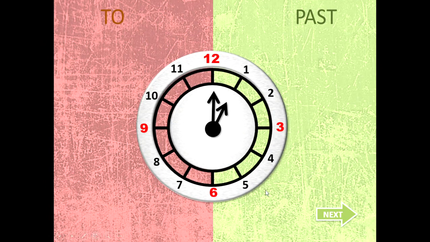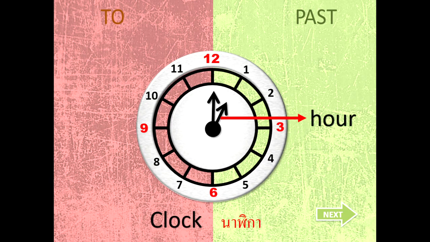Before we proceed to our lesson for today, you need to learn this one first. Can you tell me what it is? Okay, it is a clock. And a clock has two hands. The short hand tells the hour, and the long hand tells the minute.